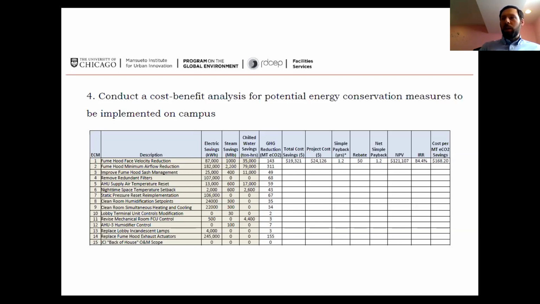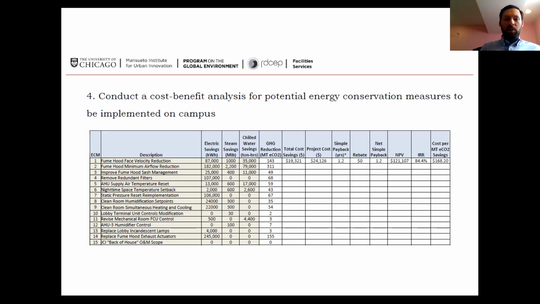Then using our utility rates, we can calculate the estimated cost reduction for the different projects. And then using either rules of thumb or reaching out to contractors, we'll get estimated costs to implement the projects. Once we know the cost of the project and the estimated cost savings, we can calculate the different metrics that we use to evaluate the projects, such as the simple payback, the net present value, internal rate of return, and the cost per metric ton. So those are all different financial metrics we can look at to figure out what projects would be more favorable.